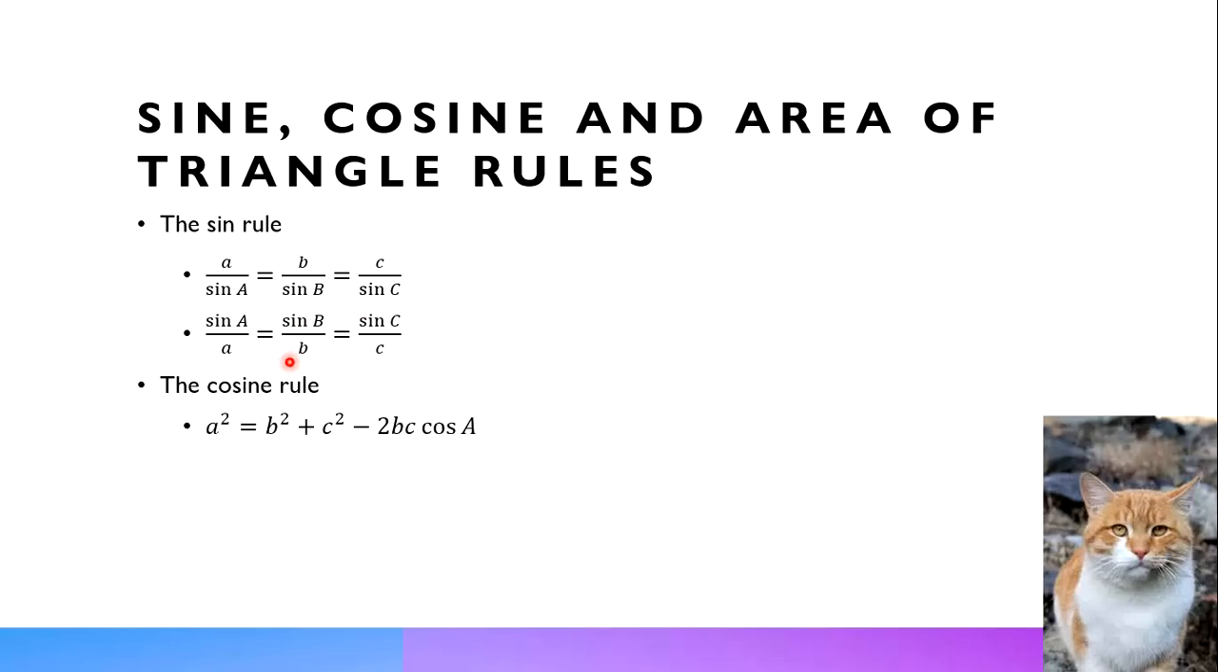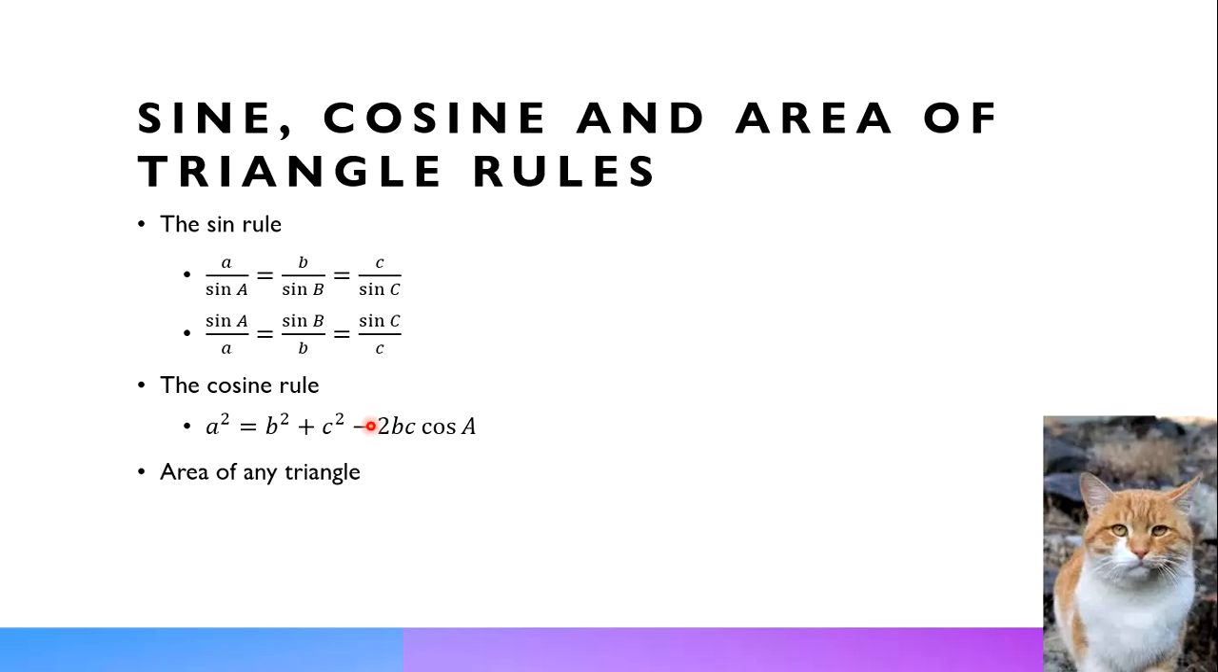The cosine rule. Little a squared equals little b squared plus little c squared minus 2, lots of little b, lots of little c, lots of cos of big A. Now, all the little ones are always sides, all the big ones are always angles, and the same letters are opposite each other. So this is the cosine rule.